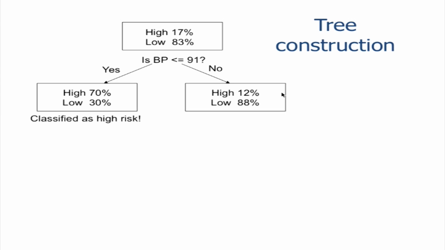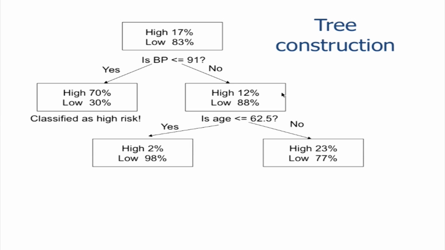You classify them as high risk. However, this node requires further attention. So then you ask, is their age less than 62? If yes, they are at low risk, right? So you see the flow, right? This person has a low blood pressure and they have a low age. They are not at risk. They may feel anxiety or something else, you know.